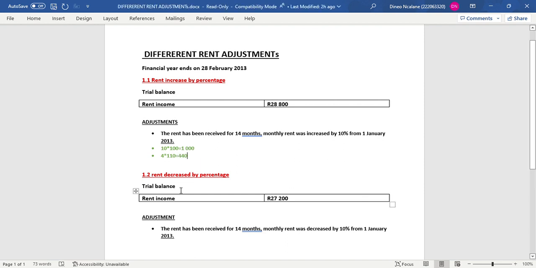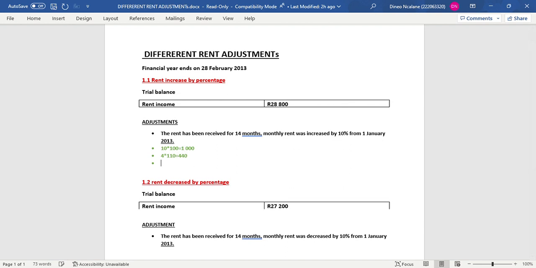Now we want to make this simpler. Let's say 1,000 plus 440. If we say 1,000 plus 440, we get 1,440.